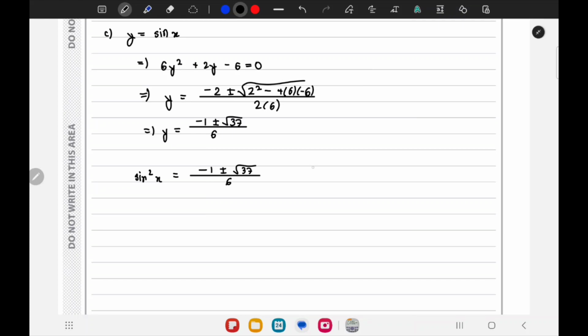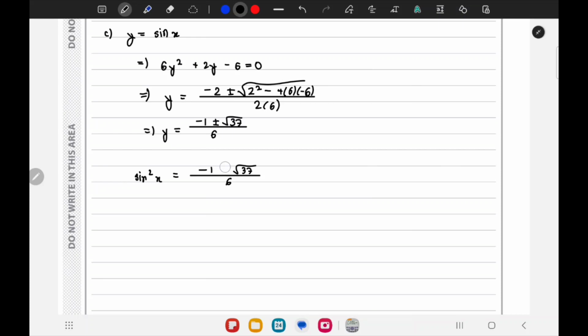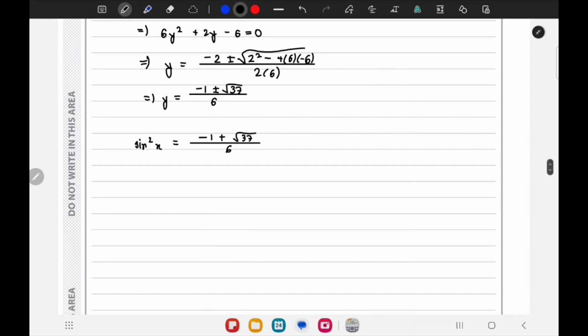However, minus 1 minus root 37 by 6 is minus 1.18. The range of sin squared is from 0 to 1, so this is outside that range. Sin squared cannot be negative, and it cannot have a magnitude more than 1. So we cannot take the negative one. This will be the answer we take. So we'll get sin squared x equals minus 1 plus root 37 by 6.